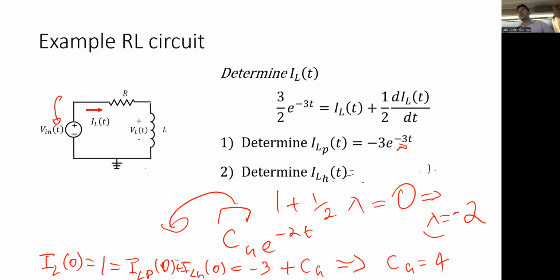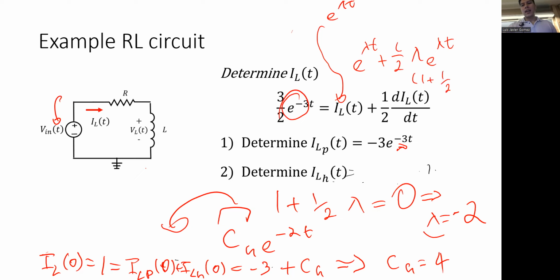The lambda equation, the initial lambda. So that's the characteristic equation. If I assume that the solution is e to the lambda t, then I'm going to get e to the lambda t plus 1/2 lambda e to the lambda t. And then when you factor them out, you get 1 plus 1/2 lambda times e to the lambda t.